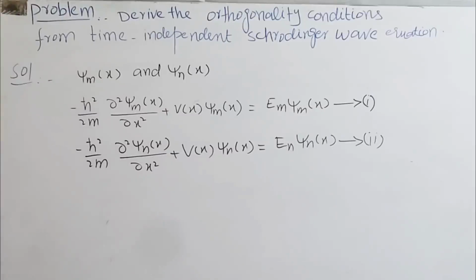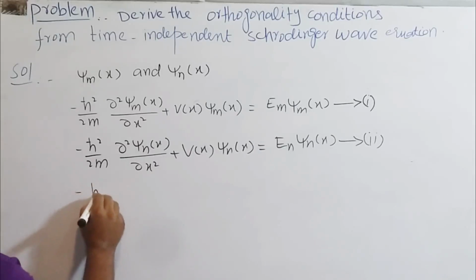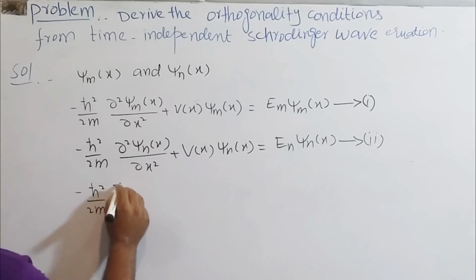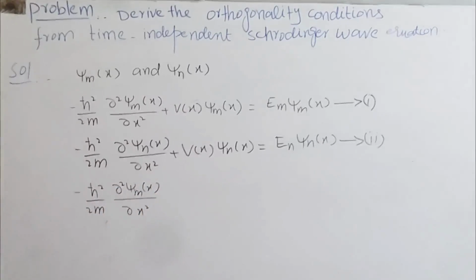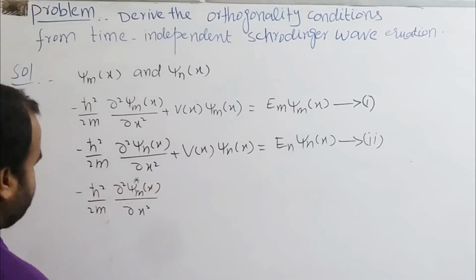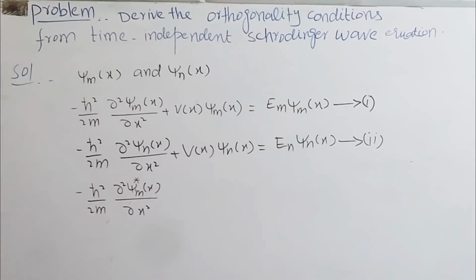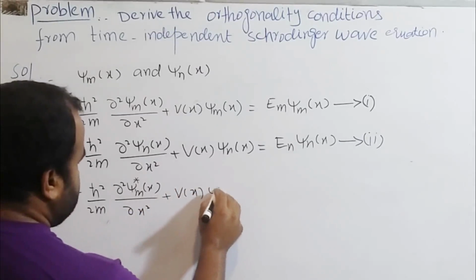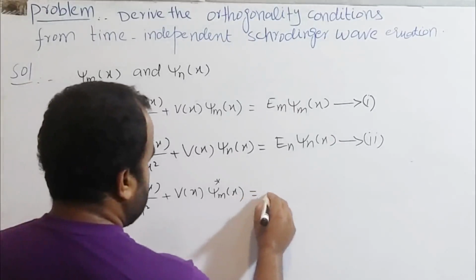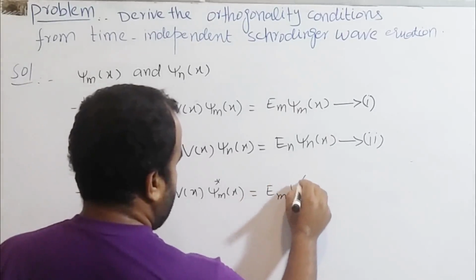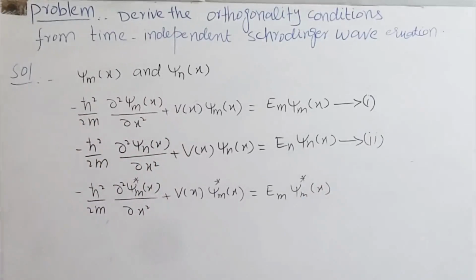Forming the complex conjugate of equation 1, we get minus h cut square divided by 2m, second partial derivative of psi m star of x with respect to x, plus V of x and psi m star of x, is equal to E m psi m star of x. Here the star means complex conjugate. Suppose this equation is 3.